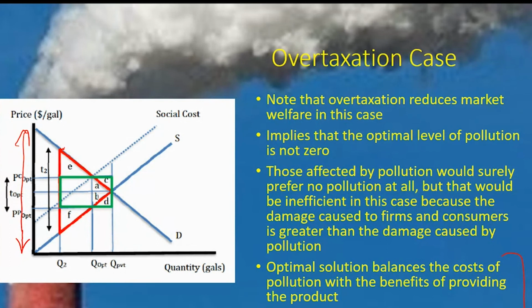But in this diagram, given our measurement of social cost here, that wouldn't be the ideal outcome because it would be too costly. We wouldn't be willing to give up that much of our day-to-day pleasures in using gasoline to try to get to a zero level of pollution. So zero pollution is not the societal optimum. It is the best for the people who are affected by the pollution, but it's not going to be beneficial for everybody overall.